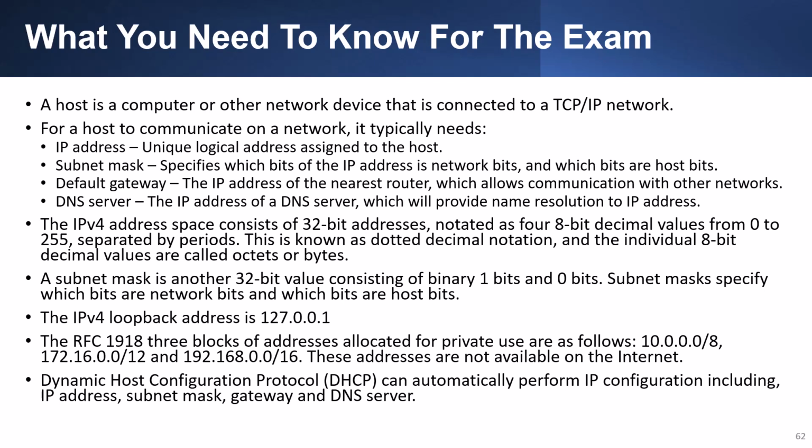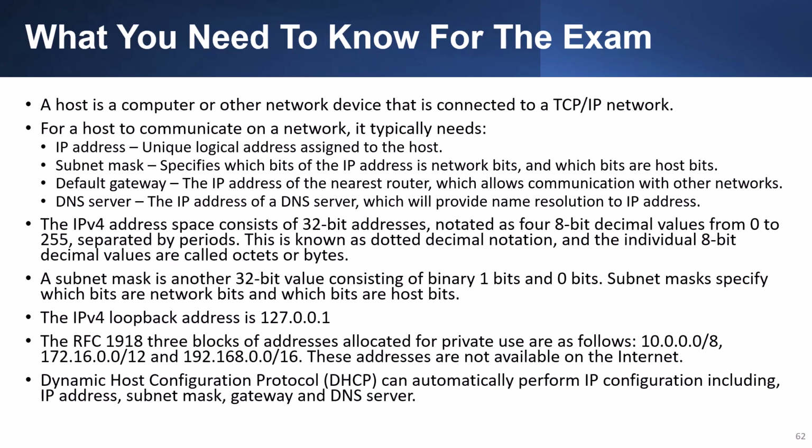The IPv4 address space consists of 32-bit addresses notated as 4 8-bit decimal values from 0 to 255, separated by periods. This is known as the dotted decimal notation, and the individual 8-bit decimal values are called octets or bytes. A subnet mask is another 32-bit value consisting of binary 1 bits and 0 bits. Subnet masks specify which bits are network bits and which bits are host bits. The IPv4 loopback address is 127.0.0.1.